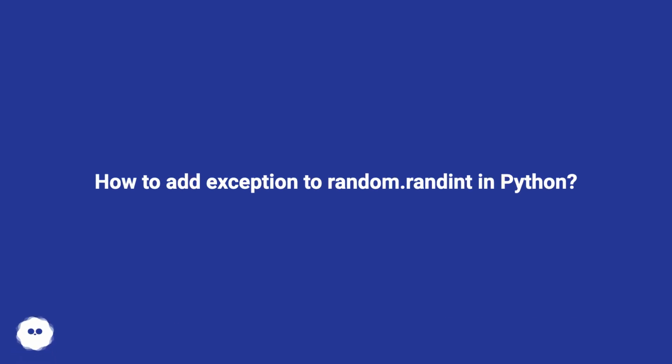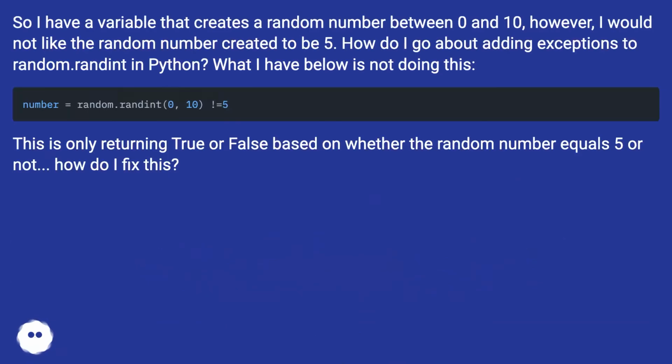How to add an exception to random.randint in Python. So I have a variable that creates a random number between 0 and 10, however, I would not like the random number created to be 5. How do I go about adding exceptions to random.randint in Python?